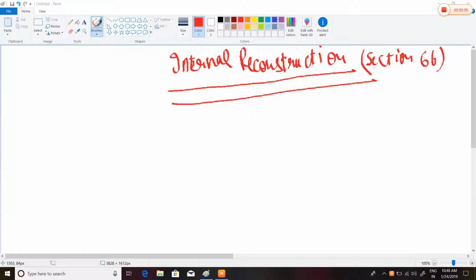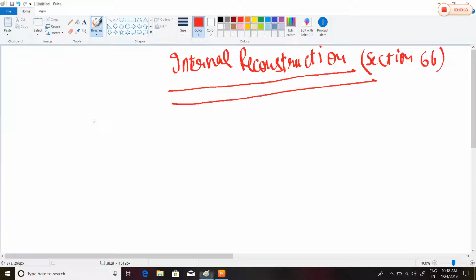In today's lecture, I'm going to start internal reconstruction for both the IPCC old course and the intermediate new course. Okay, now let's start. Internal reconstruction is governed by Section 66 of the Companies Act 2013.